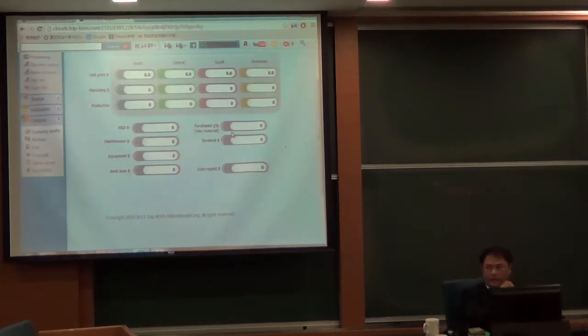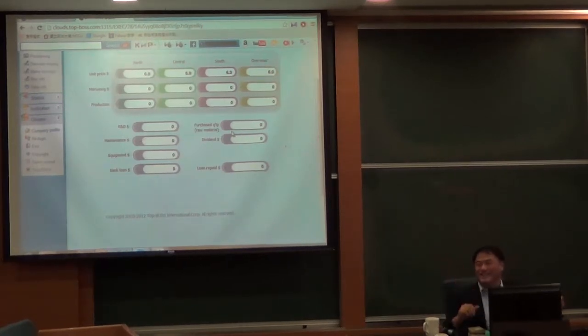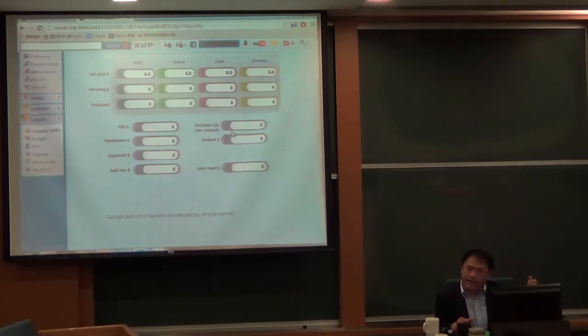Okay. Lastly, I have to remind you that there is a possibility for you to go bankrupt. Question. Oh, yes, before going bankrupt. Purchase quantity, is it for this quarter or for next quarter? Next quarter. Actually, the shipment will arrive on the last day of the quarter. So we are making the decision for next quarter.